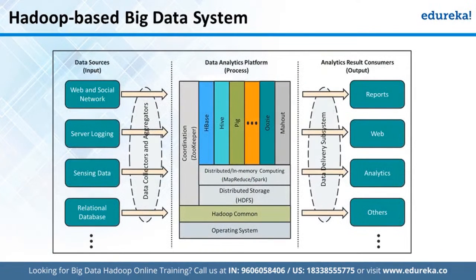So here is the Hadoop based big data system. On the left hand side, you see the data source or the input. And on the right hand side, you see the consumption of the data. Ultimately, data has to serve the purpose of different reports, web analytics, and so on and so forth. And this is where the Hadoop stack lies, in the middle.